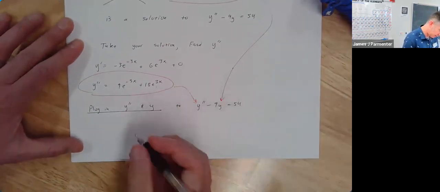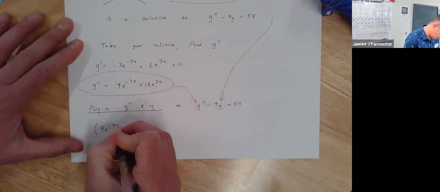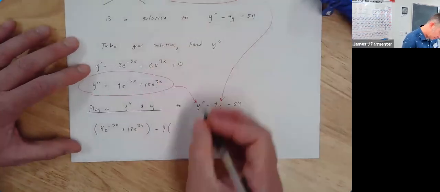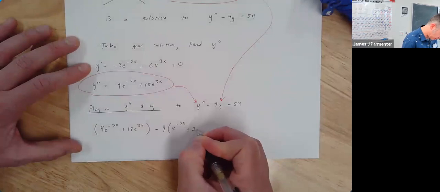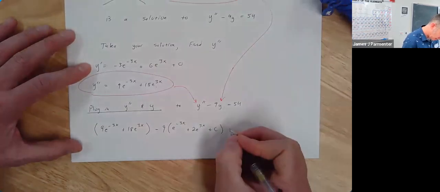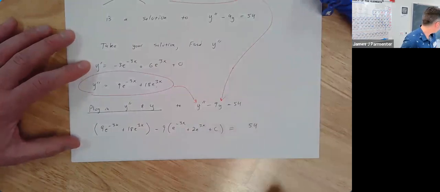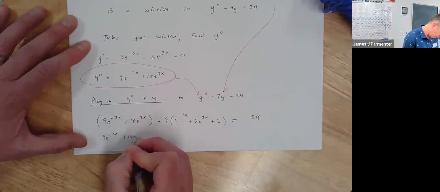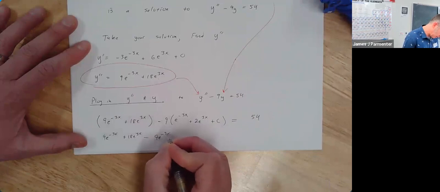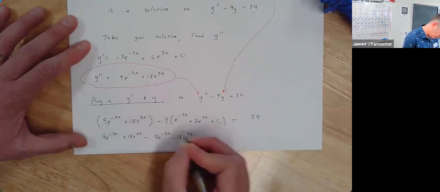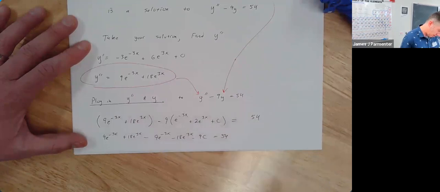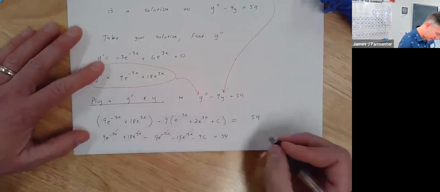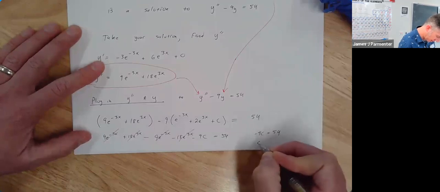So doing that, I get, let's see, 9e to the negative 3x plus 18e to the 3x minus 9 times e to the negative 3x plus 2e to the 3x plus c equal to 54. So now I'm going to distribute this out. We've got 9e to the negative 3x plus 18e to the 3x minus 9e to the negative 3x minus 18e to the 3x minus 9c equal to 54. These cancel. I'm left with negative 9c equals 54, which means c had better be negative 6.